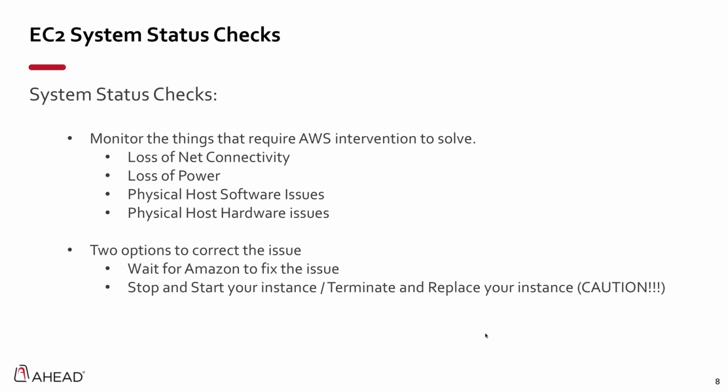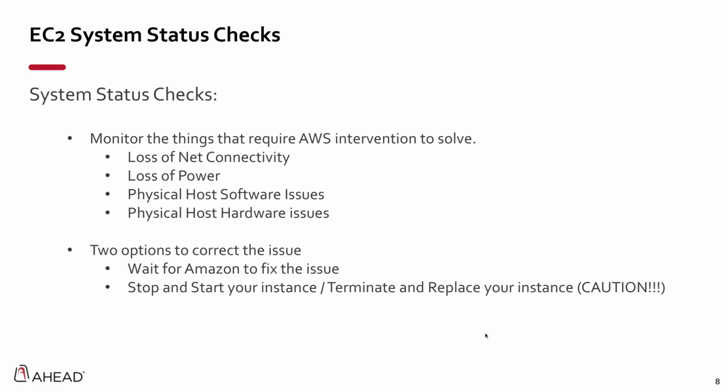From an EC2 system status check perspective, the thing you need to know is that these are the types of checks that monitor the AWS infrastructure itself. These are things that will require AWS intervention to solve. So this is loss of network connectivity, loss of power, physical host software issues, the physical host being the hypervisor, and physical host hardware issues, that being the hypervisor as well.